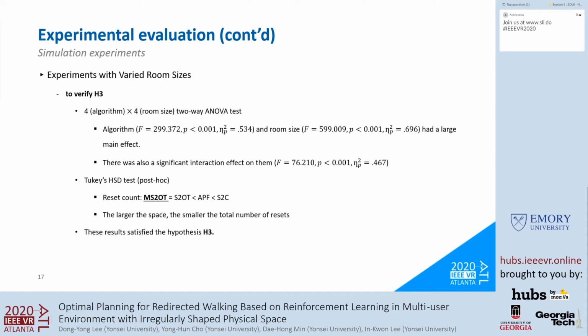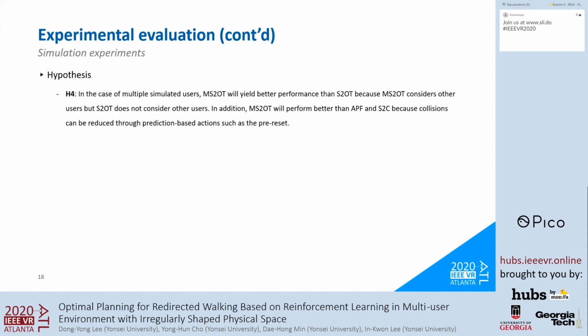This result satisfied hypothesis H3. The next hypothesis is that, in the case of multiple simulated users, MS2T will yield better performance than S2T because MS2T considers other users, but S2T does not. In addition, MS2T will perform better than APF and S2C because collisions can be reduced through prediction-based actions such as pre-reset.